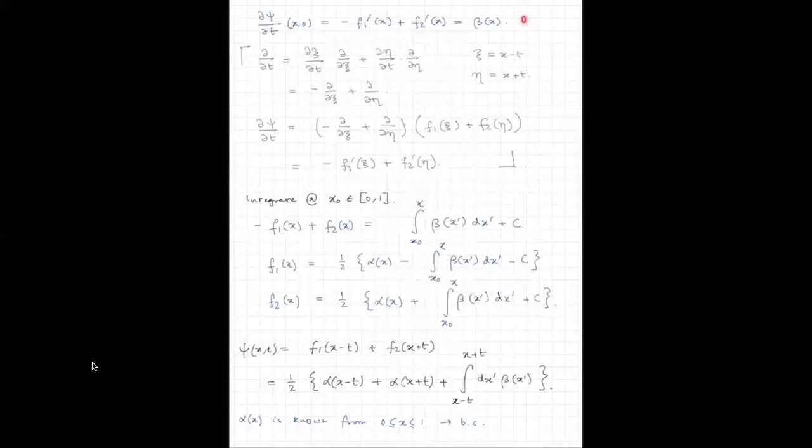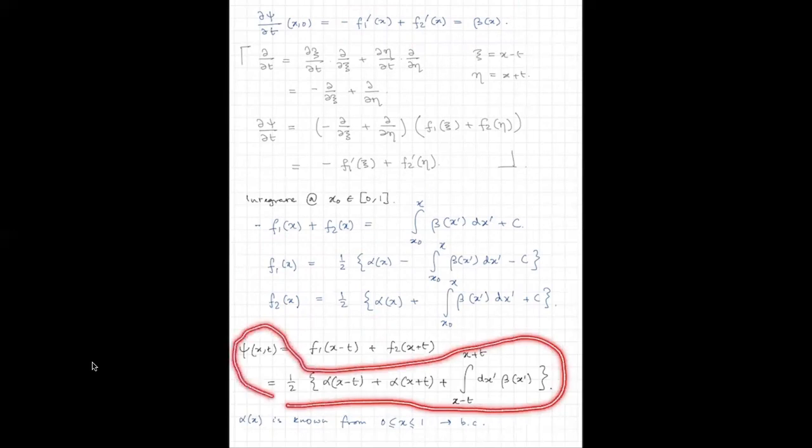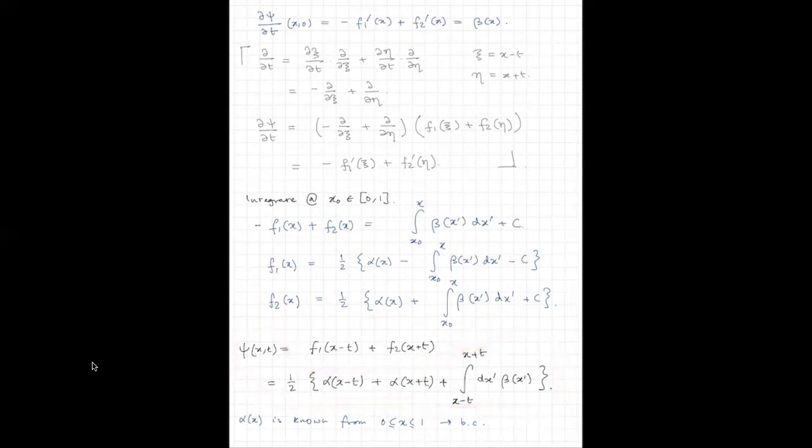So we integrated this equation to get f1 minus f2 from here, and then we constructed what f1 and f2 individually were. Then we plugged it into our differential equation, and the solution was what psi of x, t was. Now, alpha of x was known from 0 to 1.